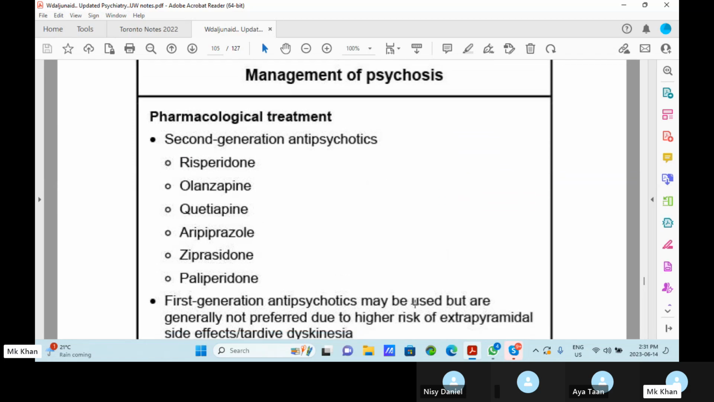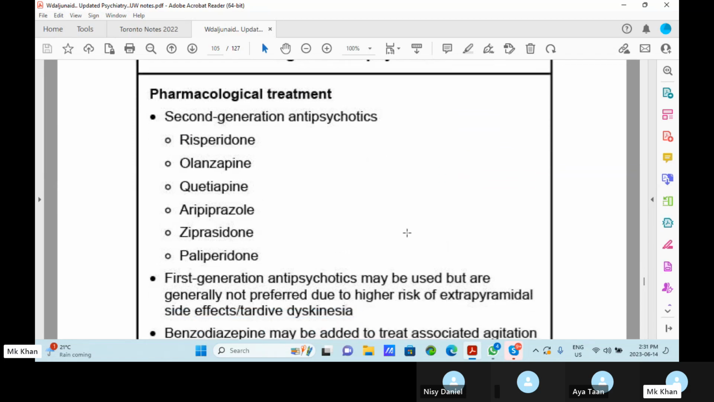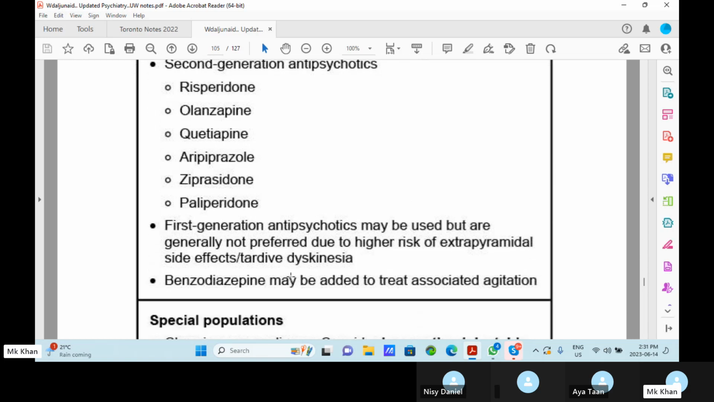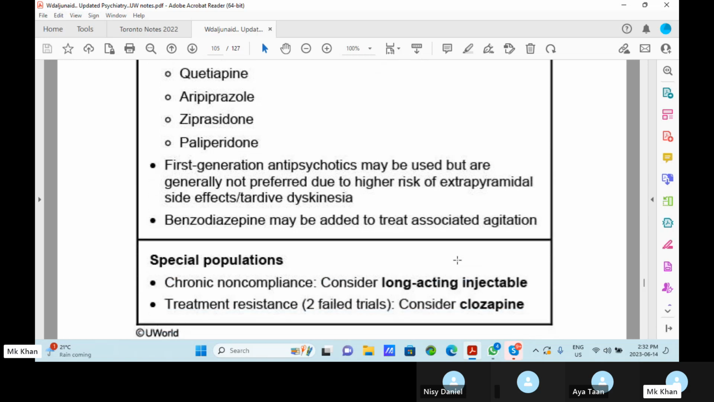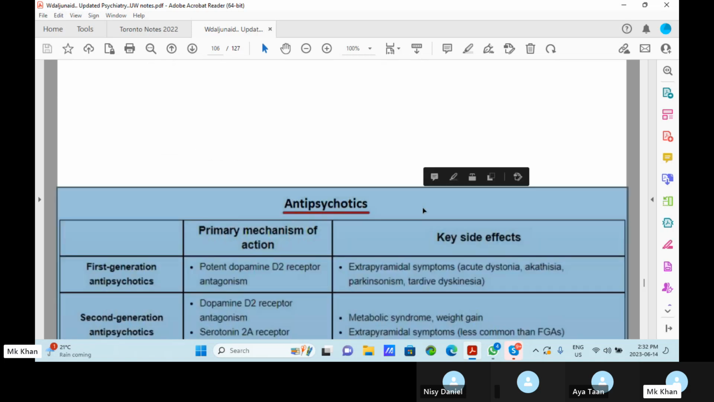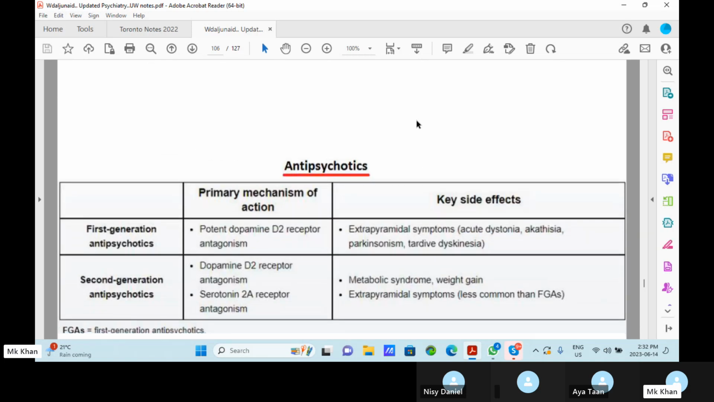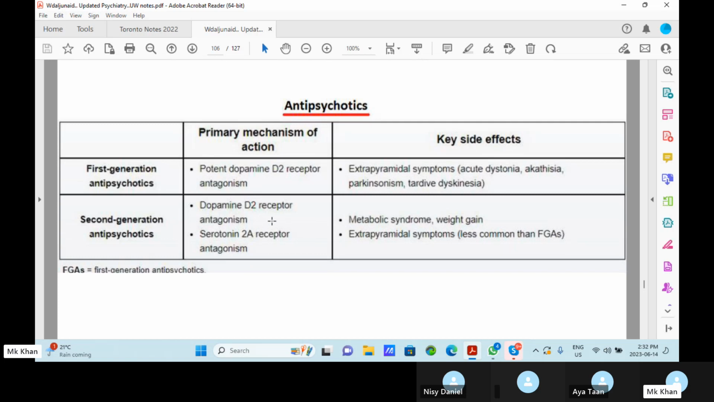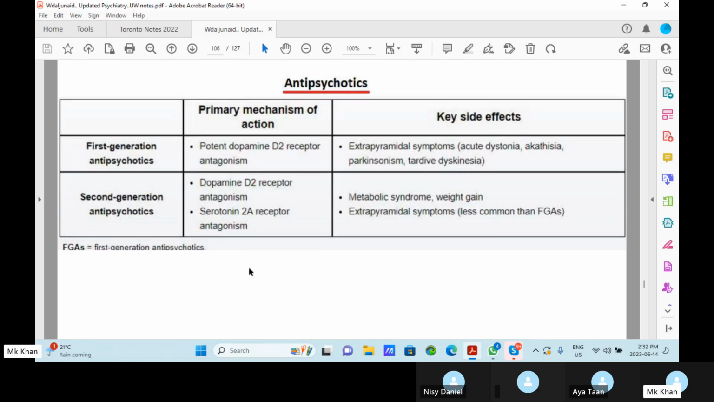So the management of psychosis, the one that we studied, the second generation, these are the drugs, and the first generation antipsychotics may be used, but they usually have high EPS side effects. And then, these are just, I think we have studied there already: the first generation are D2 receptor blockers, and the second generation are D2 and serotonin antagonists, and it has more metabolic effects, and this one has more EPS effects.